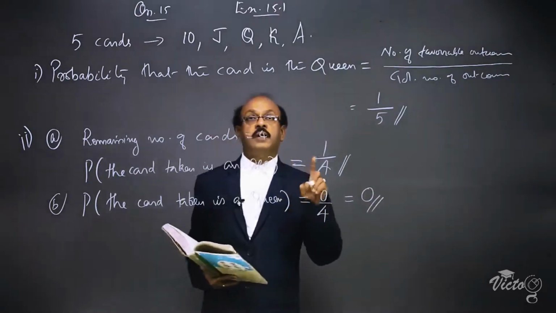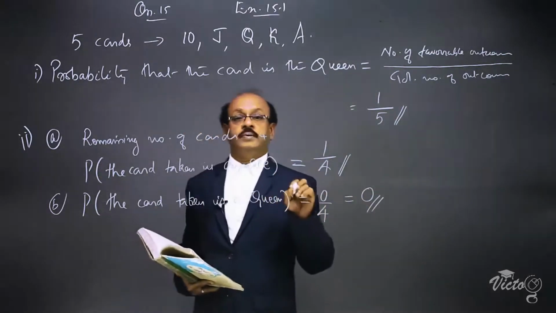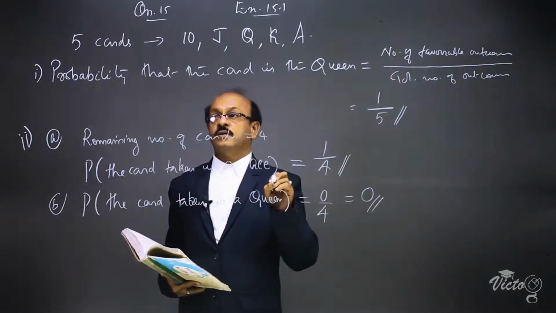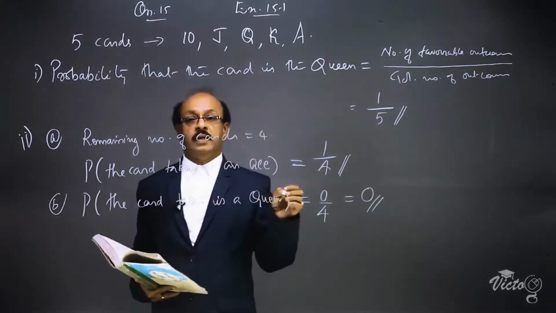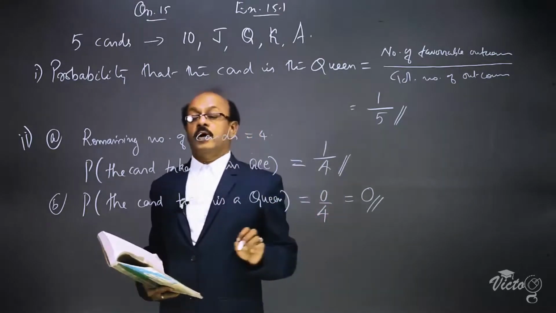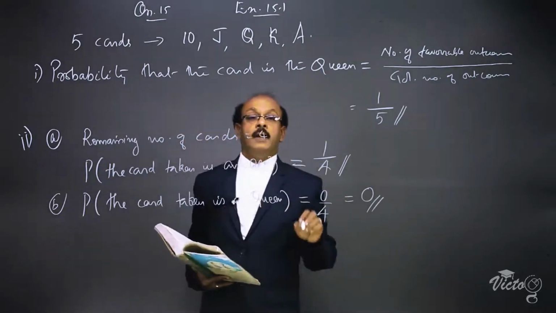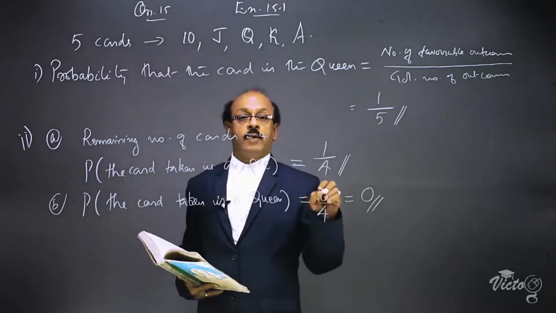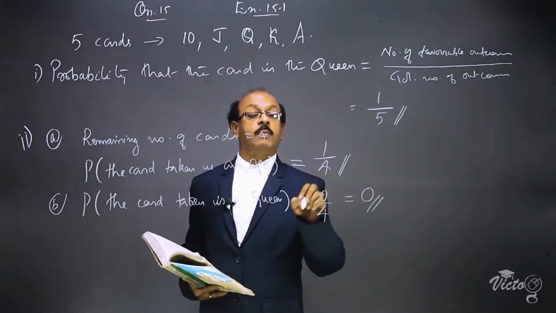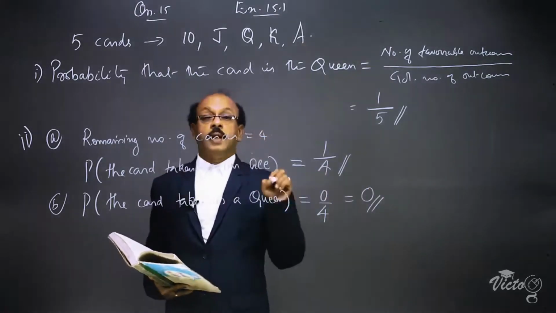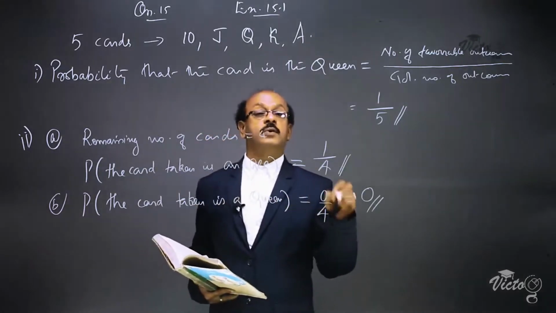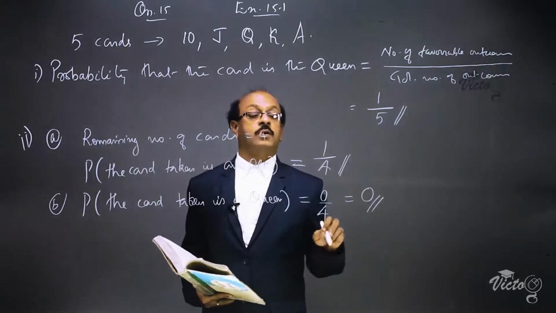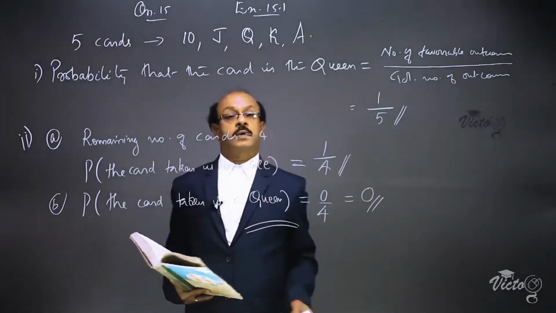There was only one Queen in the 5 cards. And first we took the Queen and it is put aside. So, in the remaining 4 cards there is no Queen. Therefore, the probability of getting the Queen from those 4 cards is 0 by 4, which is equal to 0.